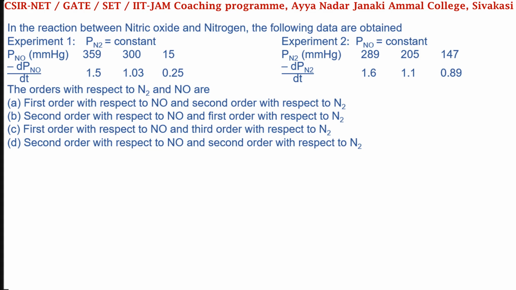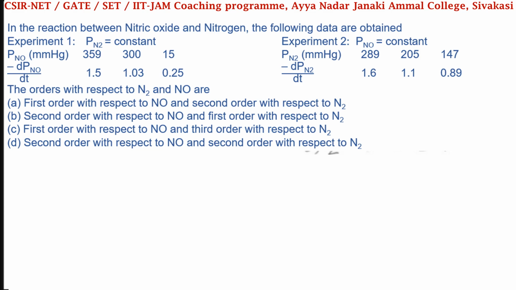The question is, the orders with respect to hydrogen and nitric oxide are: option A, first order with respect to nitric oxide and second order with respect to hydrogen. Option B, second order with respect to nitric oxide and first order with respect to hydrogen. Option C, first order with respect to nitric oxide and third order with respect to hydrogen. Option D, second order with respect to nitric oxide and second order with respect to hydrogen.